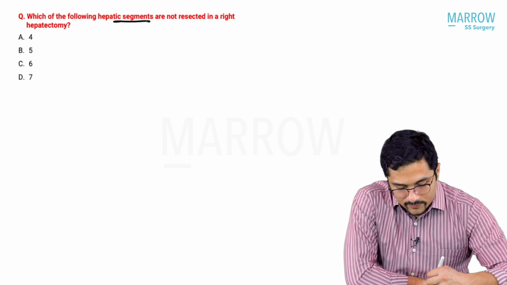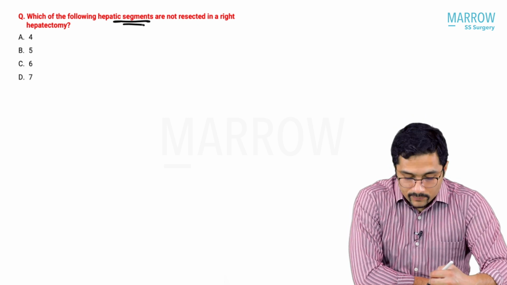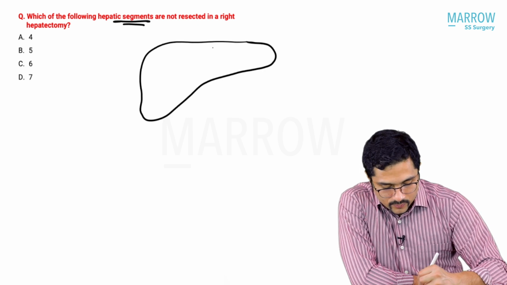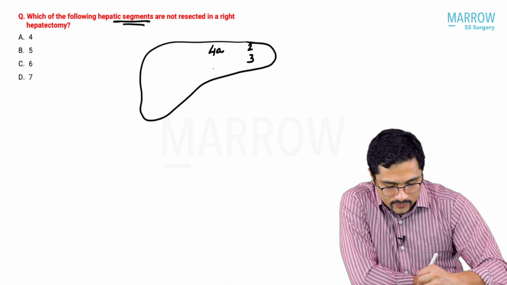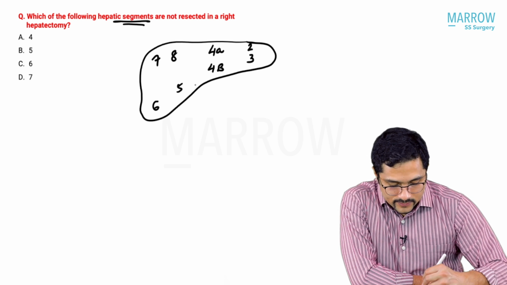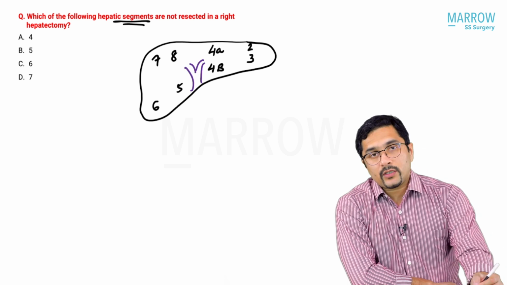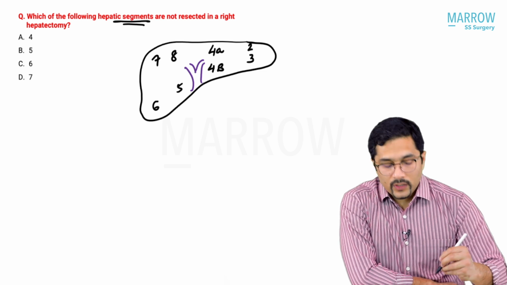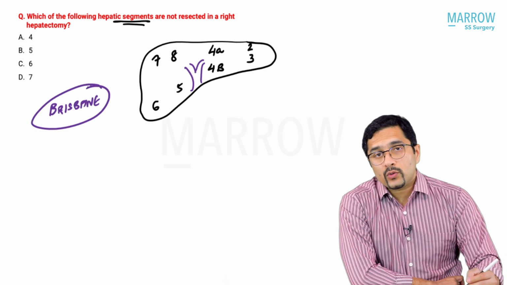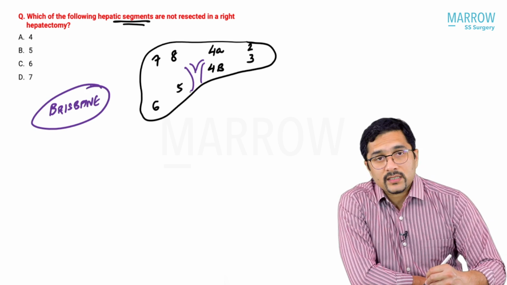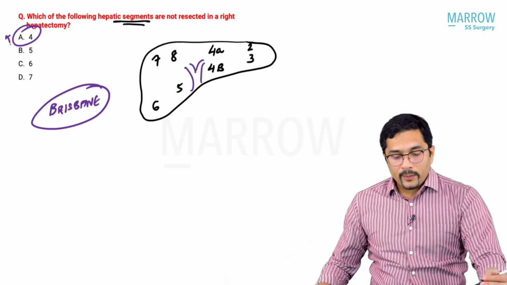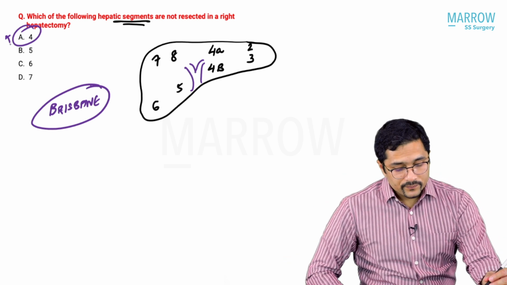Which of the following hepatic segments are not resected in right hepatectomy? So right hepatectomy, you know that, so you have 4A, 2, 3, 4B, 5, 6, 7, 8, and this is the middle hepatic vein which is dividing the liver into right and left hemilivers. So according to the Brisbane classification of liver resection, if you have to do right hepatectomy, it is going to be 5, 6, 7, 8, right? So 4 is not included. If you have to do left hepatectomy, it is going to be 2, 3, 4A, 4B.